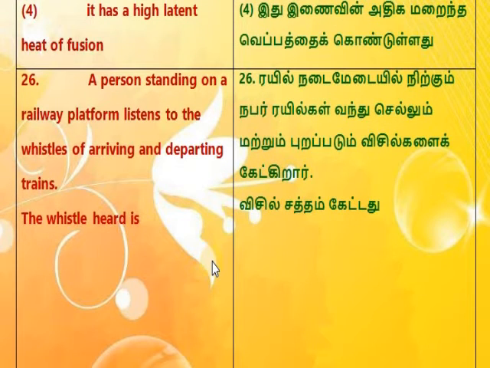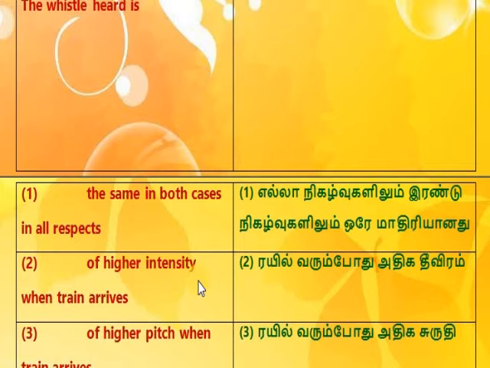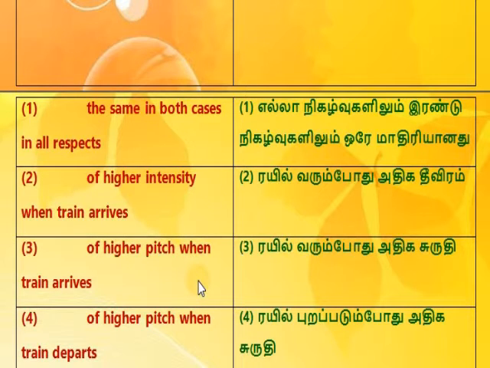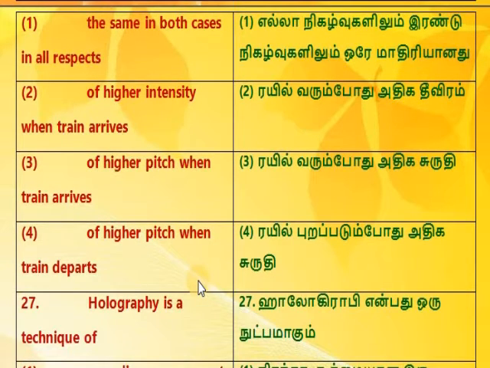26. A person standing on a railway platform listens to the whistles of arriving and departing trains. The whistle heard is: 1. The same in both cases in all respects. 2. Of higher intensity when the train arrives. 3. Of higher pitch when the train arrives. 4. Of higher pitch when the train departs.